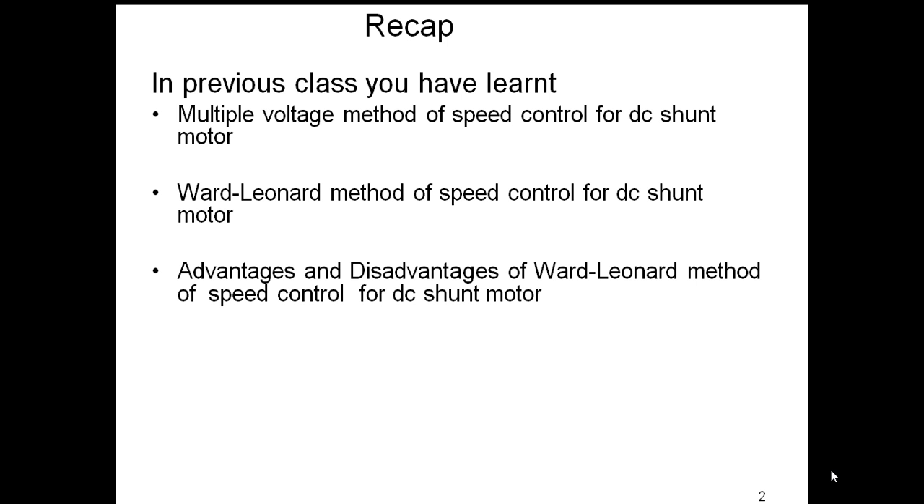And we have learned about the advantages and disadvantages of the Ward Leonard method of speed control for DC shunt motor.